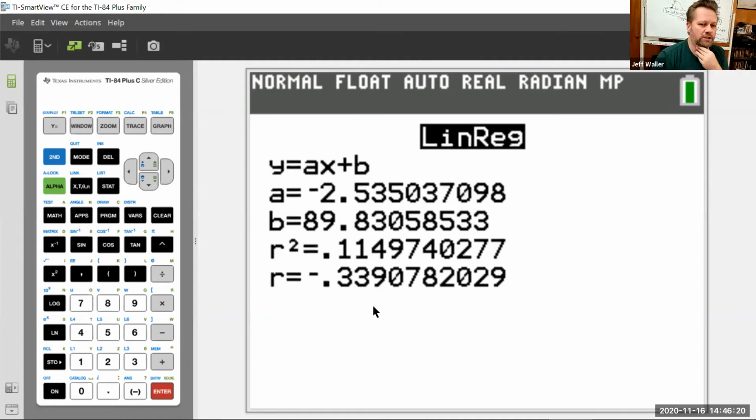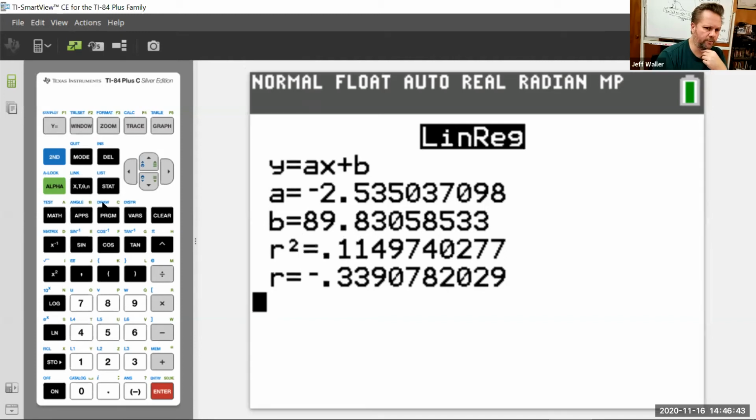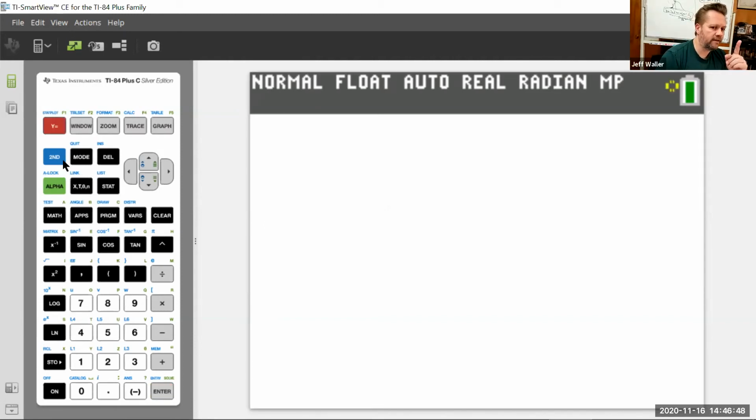What is the equation of the line of best fit? Can you guys see it? What's the slope? A. Yay, so negative 2.54, right? Rounding it a little bit. And then the y-intercept is 89.8. So let's go ahead and put that. If I go to y equals, I can put that in.